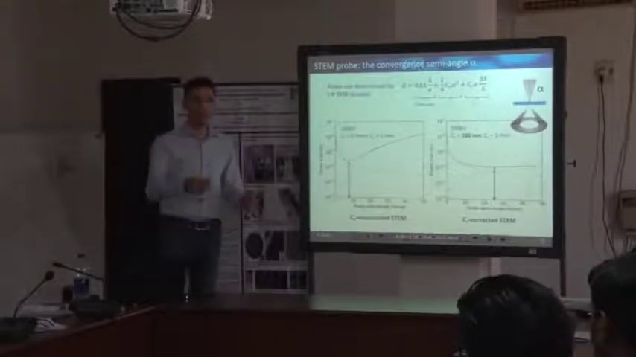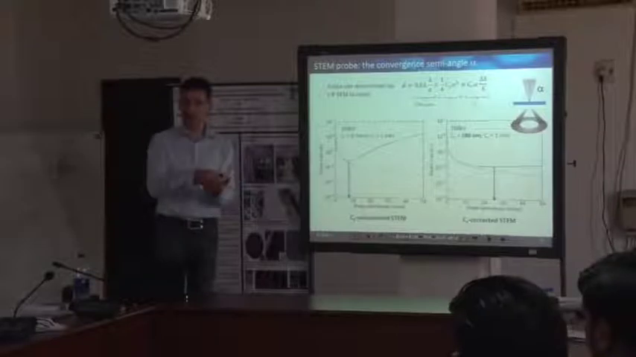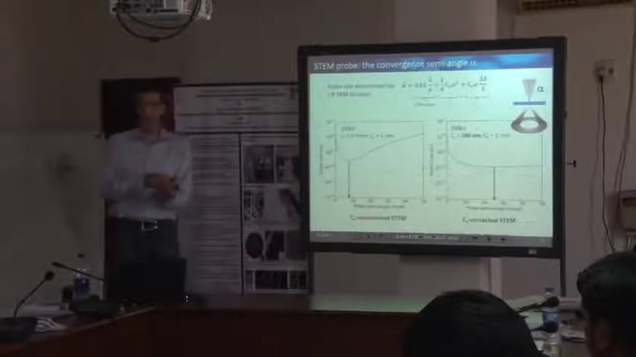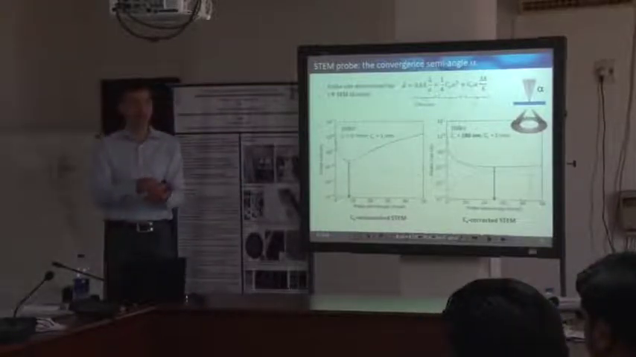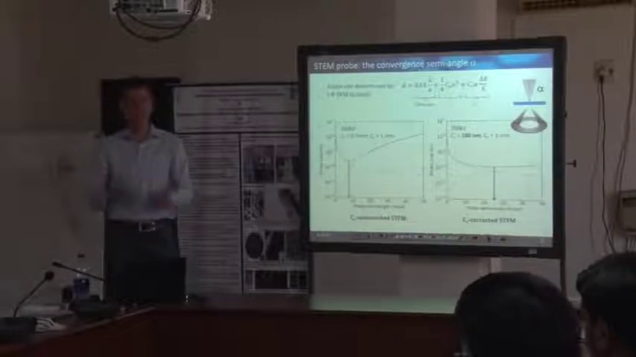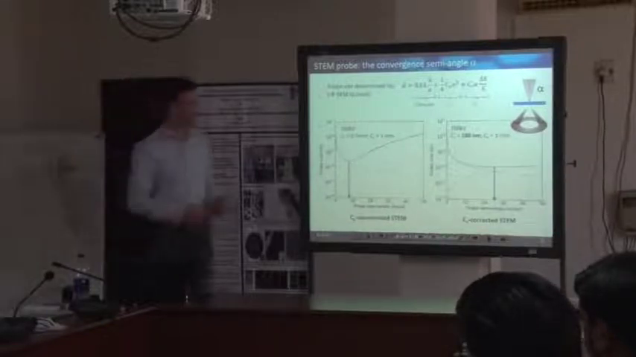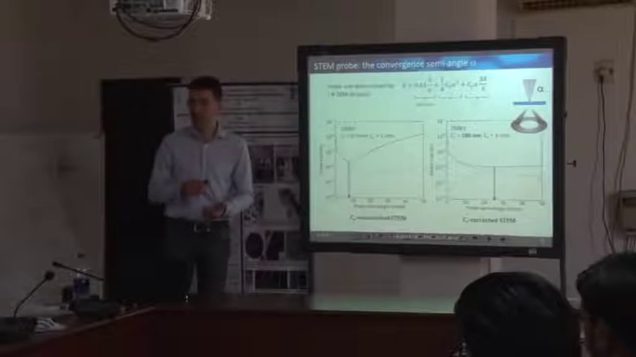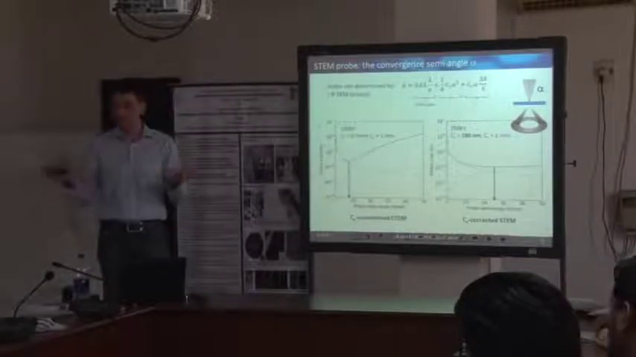So we have a current which is higher by a factor of 10 and a probe which is smaller by a factor of 6. So this gives you a higher current density by a factor of 50 or so. And this allows for atomic resolution imaging on a daily basis.